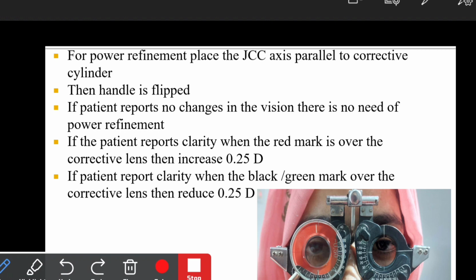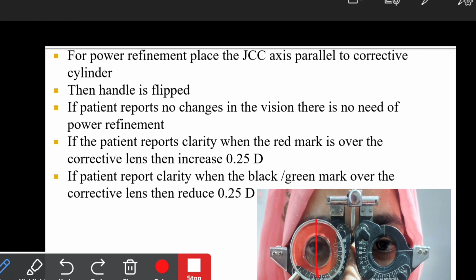The refinement of the cylindrical power is done by placing the Jackson cross cylinder over the corrective lens. The axis of the JCC is kept parallel to the axis of the corrective lens in the trial frame. Then the handle is flipped so that the two sides of the JCC swap position with each 180 degree rotation. If the patient reports no change in the vision, it is safe to say that the power of the cylinder needs no refining. Thus, the procedure can end here.